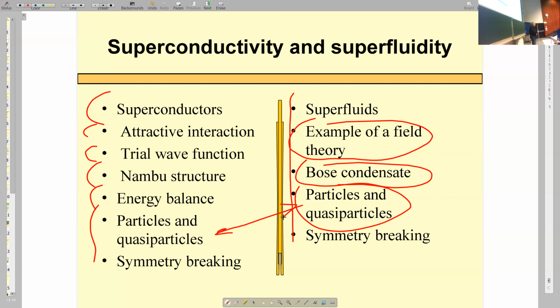Third, we follow some general scheme. We have a problem, we have a trial function, find the ground state, look at excitations. Right? Good. Let's go with this.